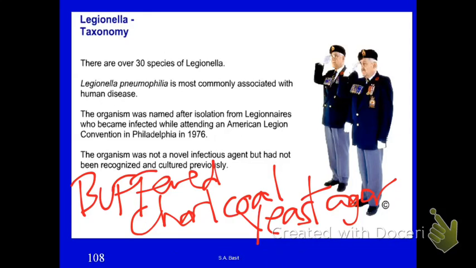And what's the common denominator among these Legionnaires? The common denominator is that all of these Legionnaires are old, therefore they are immunocompromised. And the organisms do not usually infect people who are healthy or with a very strong immune system. And that's the reason why, since it is a newly discovered organism, they call it Legionella pneumophila. Okay? It's Legionella, not with someone whose surname is Legion or what. Okay. Legionella pneumophila.